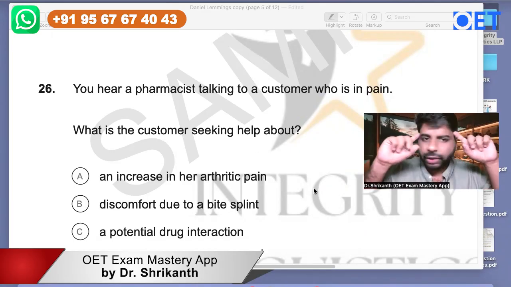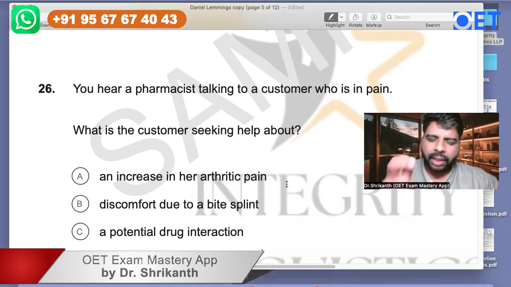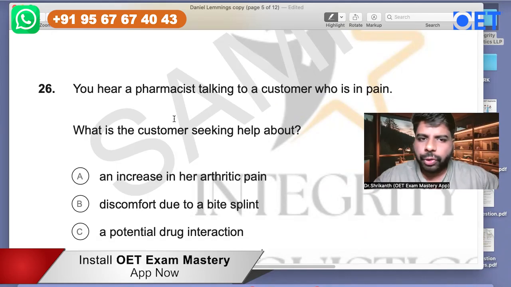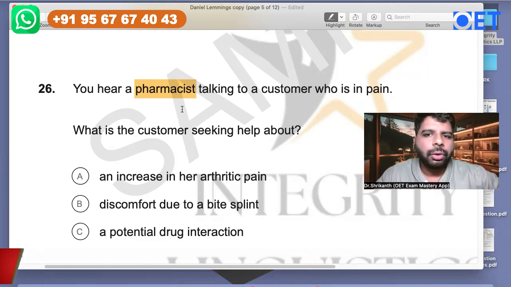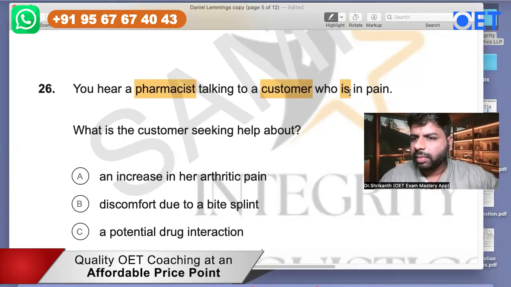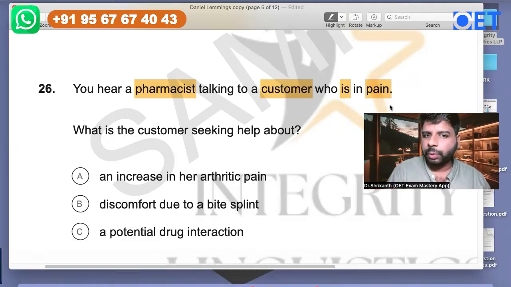So again, that visualization part, you have to really visualize these things. And I'll tell you why that visualization is going to help you out. See, in the audio, they have told you, you hear a pharmacist. So imagine a pharmacist, right? A pharmacy and a pharmacist. You hear a pharmacist talking to a customer who is in pain. Is basically means present tense. And she is in a lot of pain. So a customer who is in a lot of pain is speaking to the pharmacist over here.